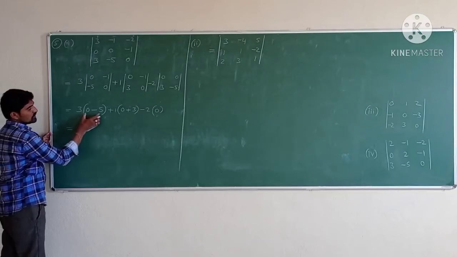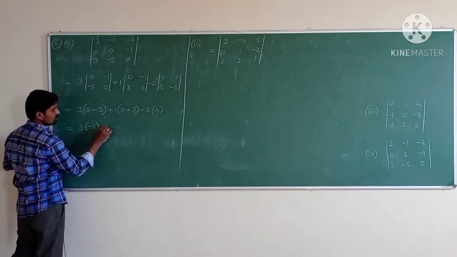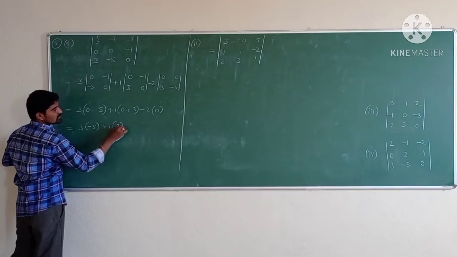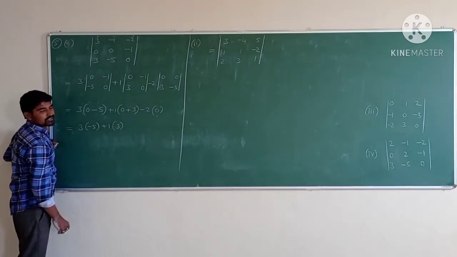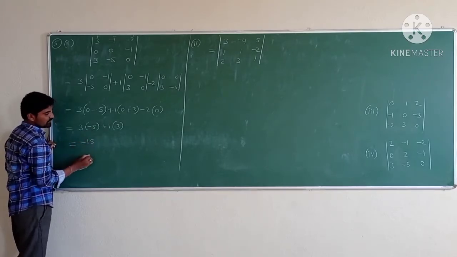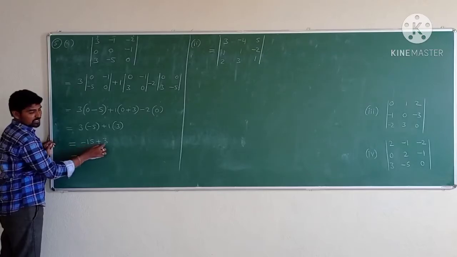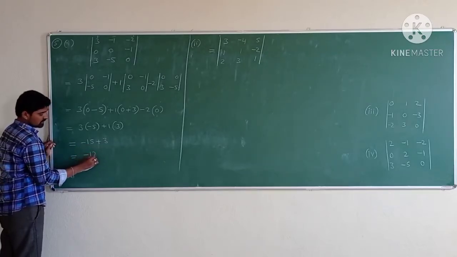Which is equal to 3 into (0 minus 5, which is minus 5), plus 1 into (0 plus 3, which is 3), minus 2 into 0, which is 0. Which is equal to 3 into minus 5, which is minus 15, plus 1 into 3, which is 3. Which is equal to minus 15 plus 3, which is minus 12.